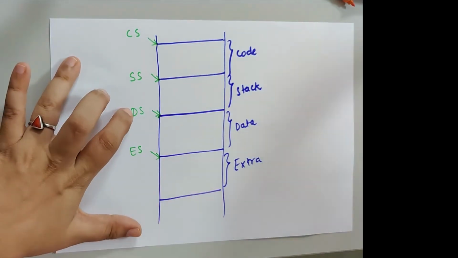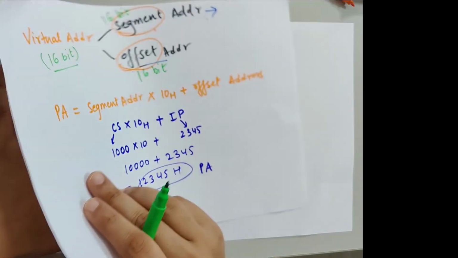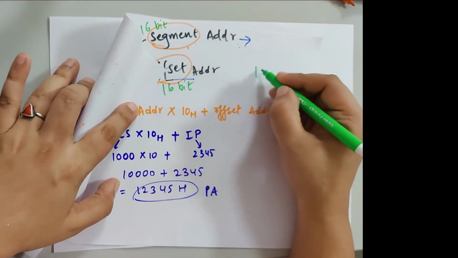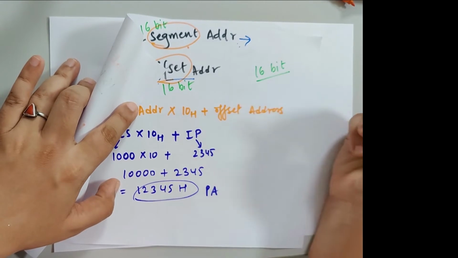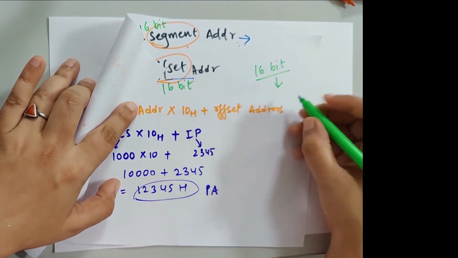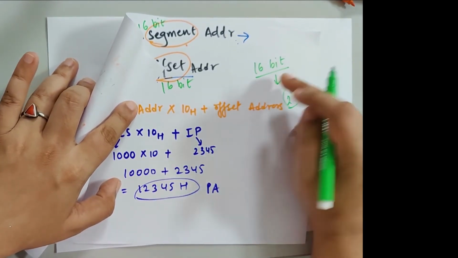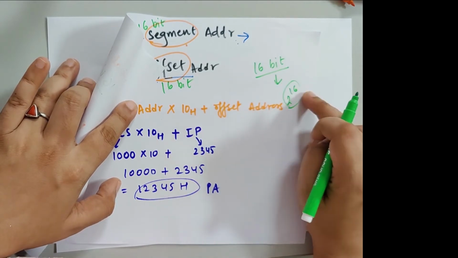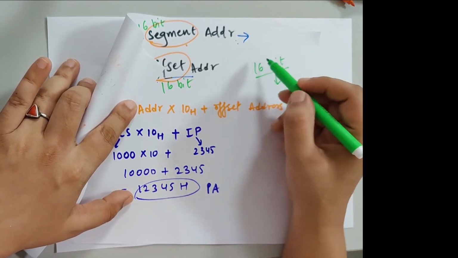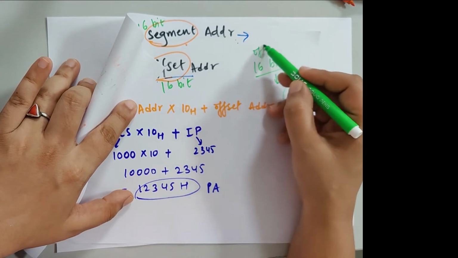Okay. Now with the help of 16 bits, how many combinations are possible? 2 power 16, right? So with 16 bits we can have 2 power 16 addresses. So the offset address is 16-bit, right?